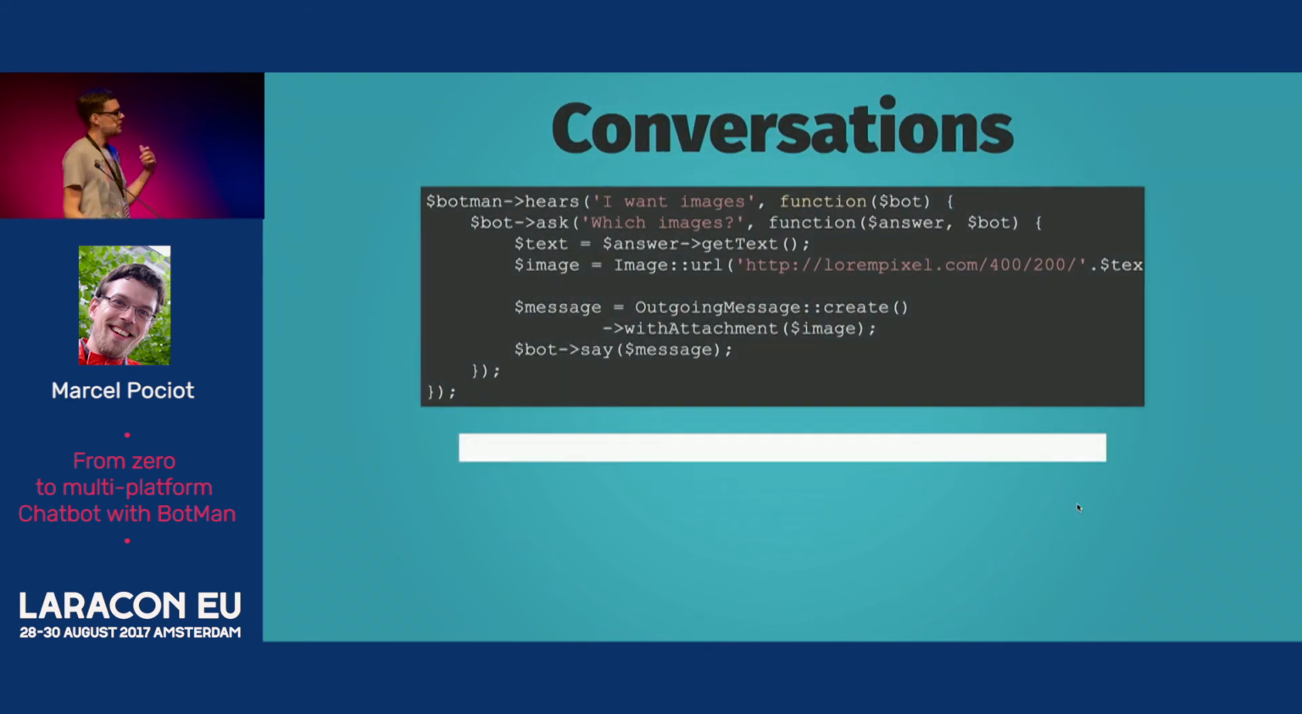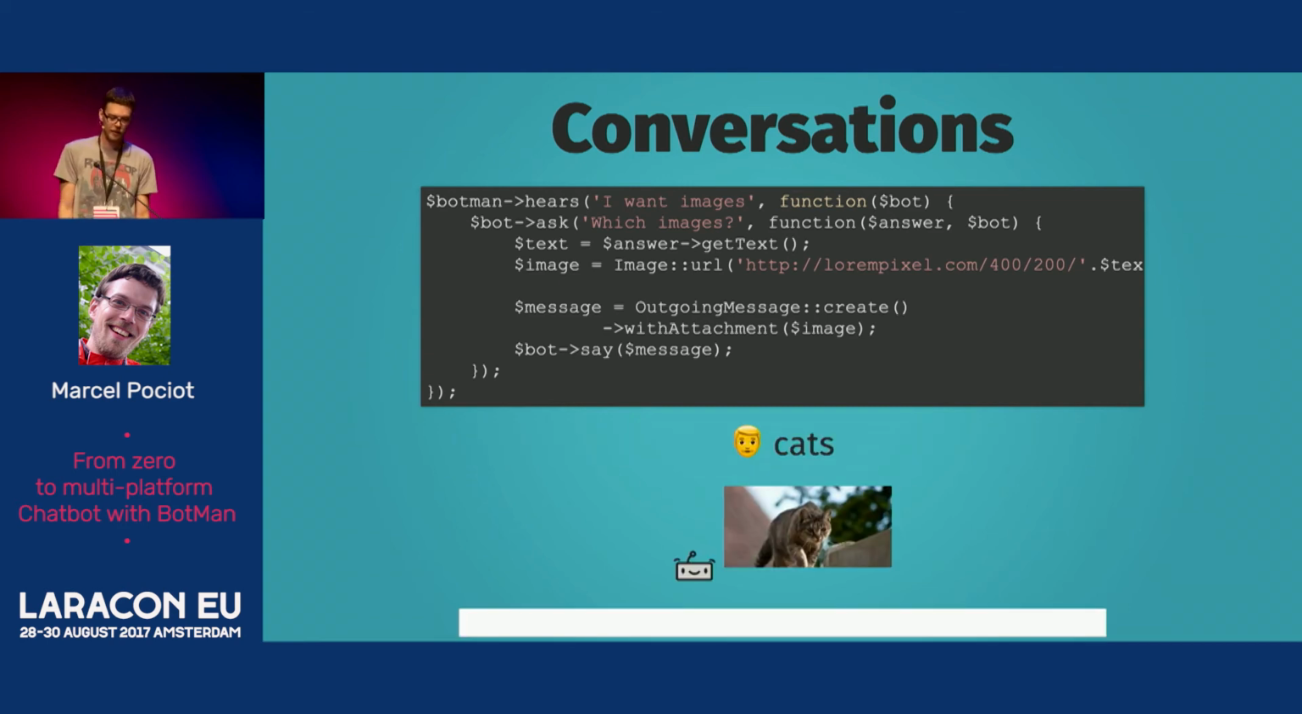The easiest way to do it is an inline conversation. It's just, you ask, so if I type, I want images, the chatbot is going to ask me which images. And so the next user input is bound to this conversation. So if I type, I am 32 years old, it's going to get passed to this closure and not to one of the previous commands that you might also listen to. So just to show it, I want images. No, clear this. We all like cats. So this will now give me a cat image.